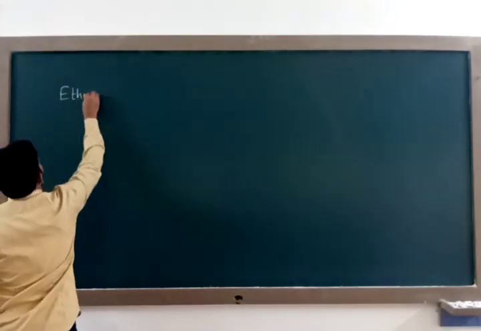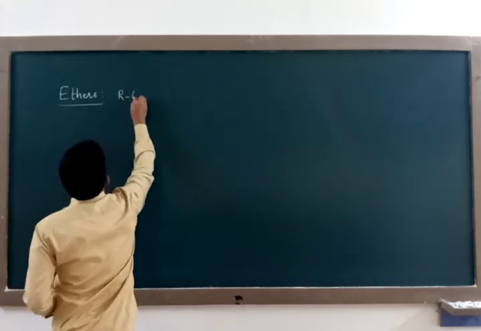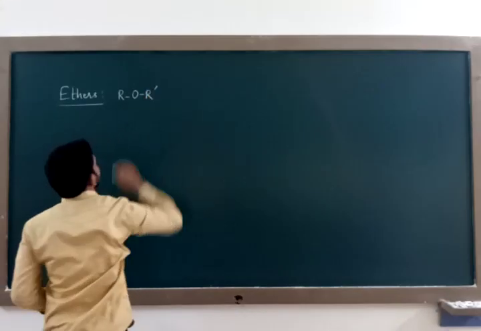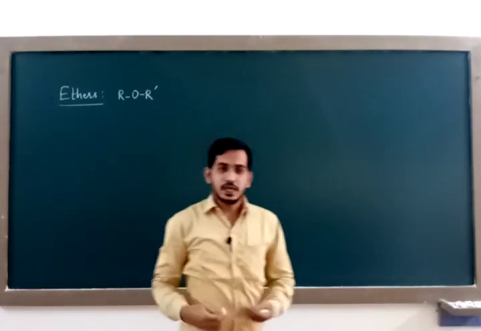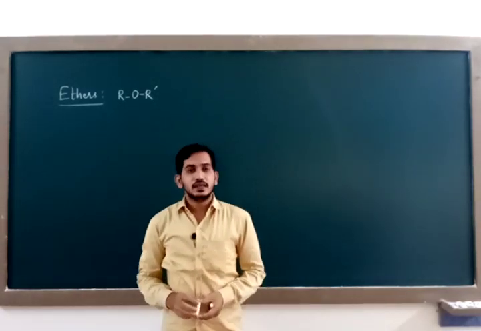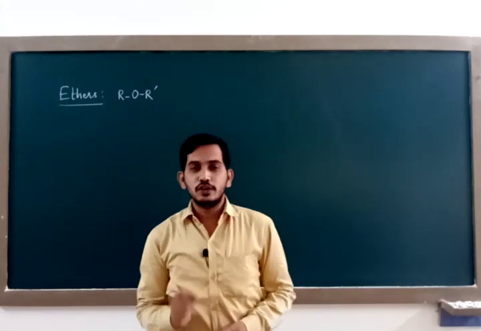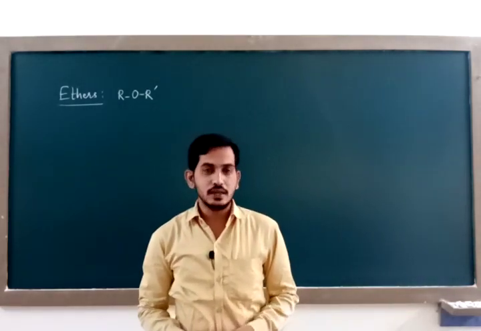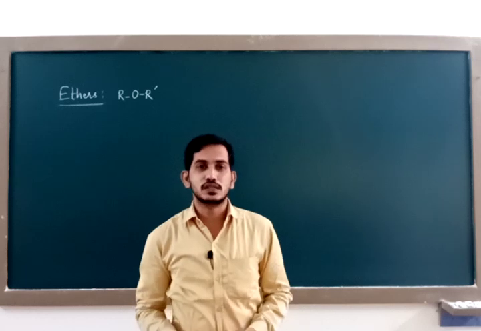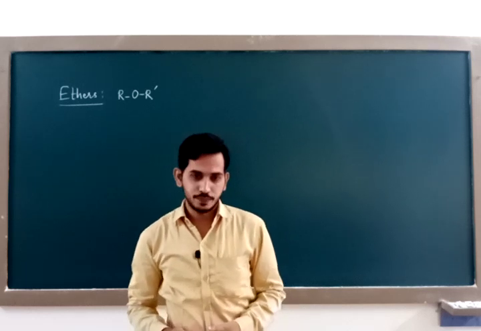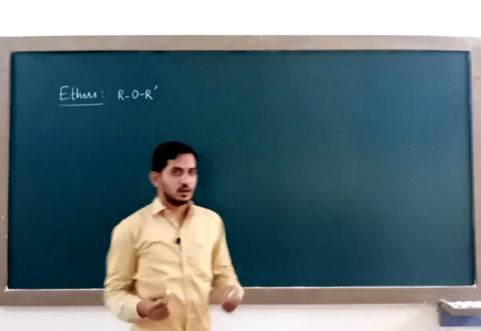Ethers are organic compounds with general formula ROR'. We shall now define what ethers are. Ethers are the organic compounds in which one of the hydrogen atoms of an alkane is replaced by an alkoxy group or aryloxy group. What is an alkoxy group or aryloxy group?